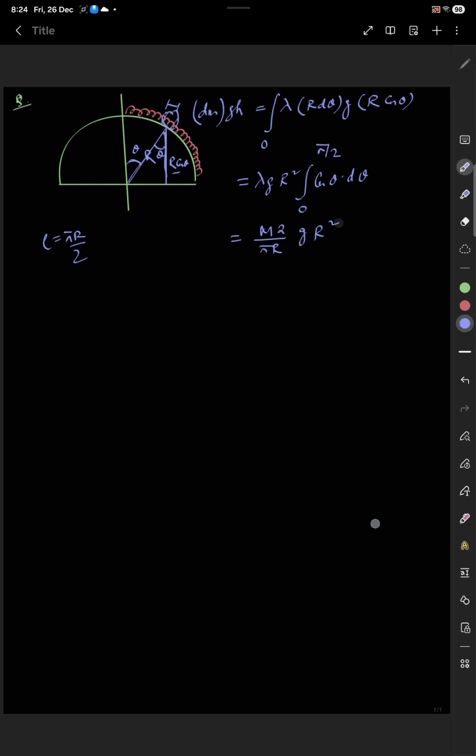This is g r square cos theta d theta, which integrates to sin theta, and if you put the limit 0 to pi by 2, sin pi by 2 is 1, sin 0 is 0. So 2m by pi r into g r square. So r gets cancelled out. So that becomes 2m g r by pi.